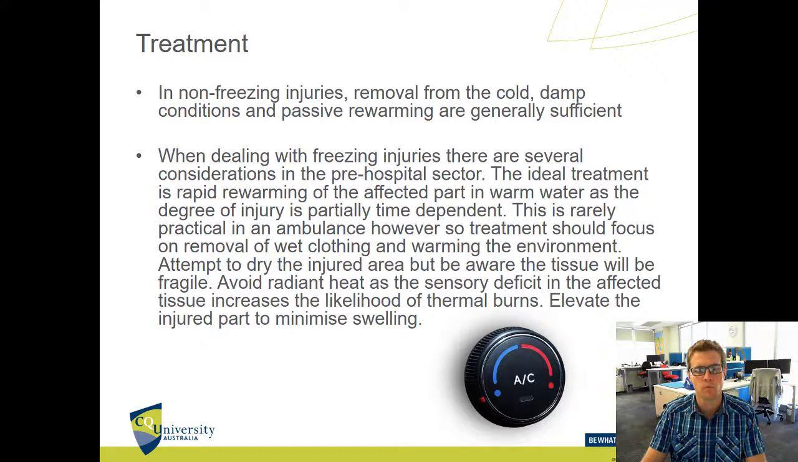So first thing first, stop the cold. We need to get the people away from the cold, damp conditions and remove any wet clothing, wet shoes, socks or anything over the affected hand or foot. And then we're just going to have to do our best. So we have self-warming blankets now. You can wrap up the foot, leg, hand, ears even in that self-warming blanket.